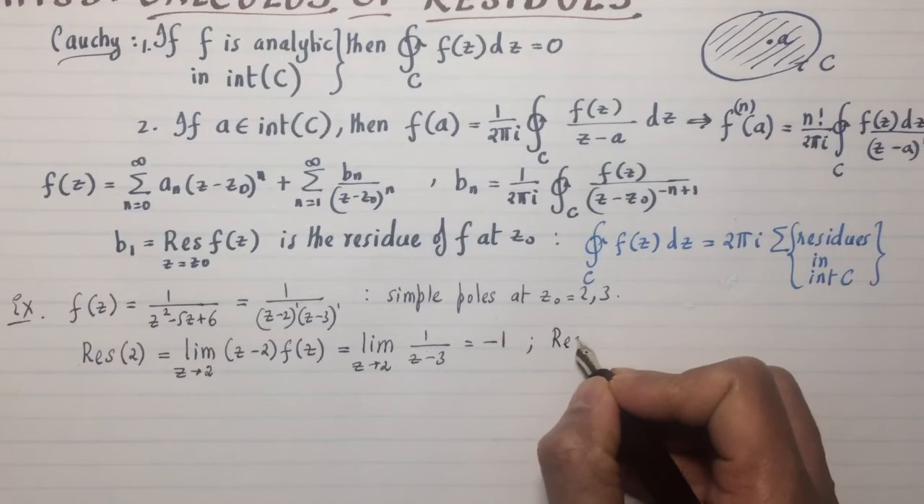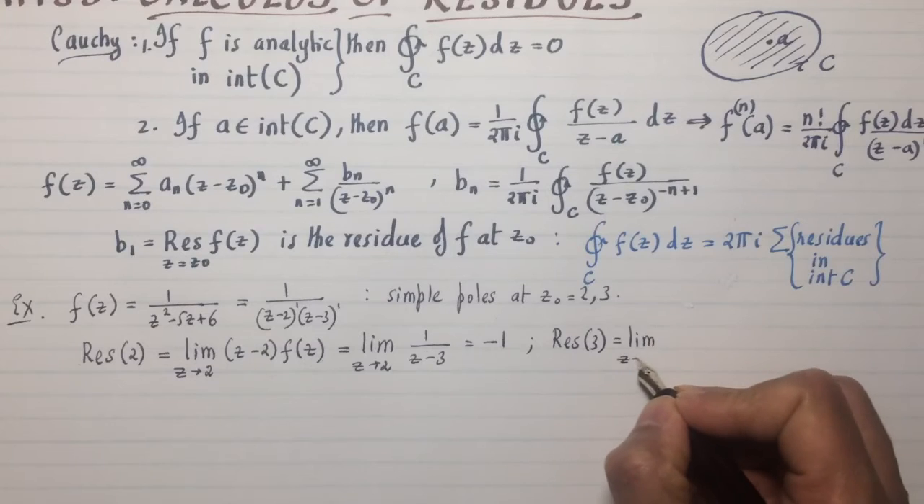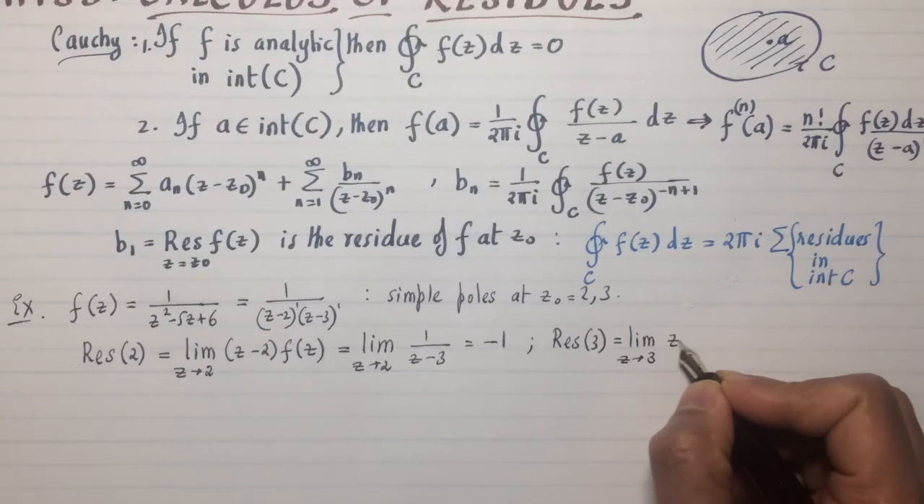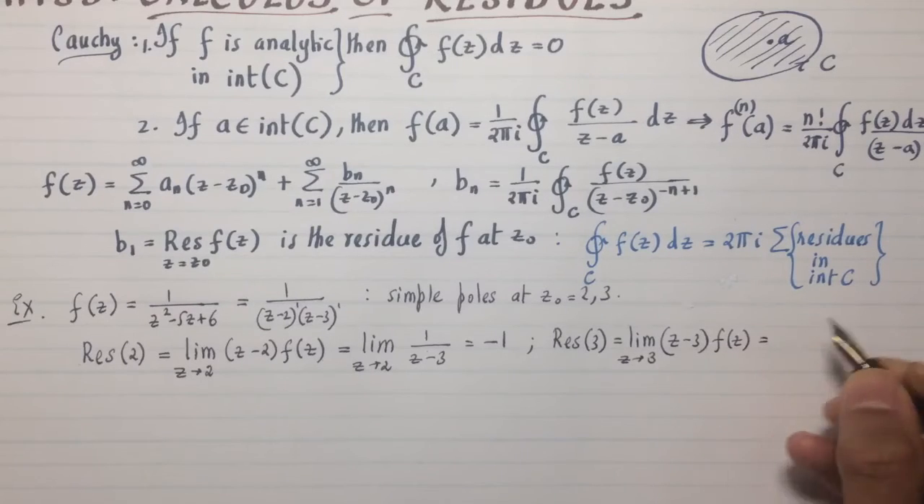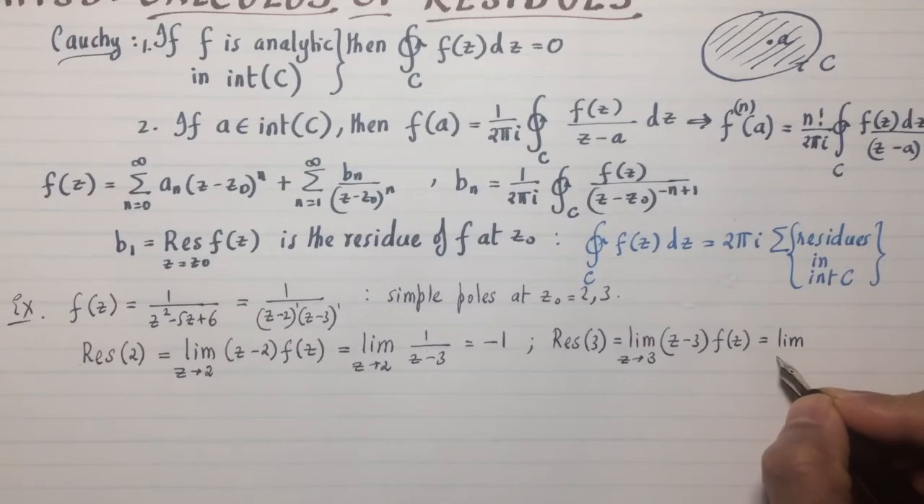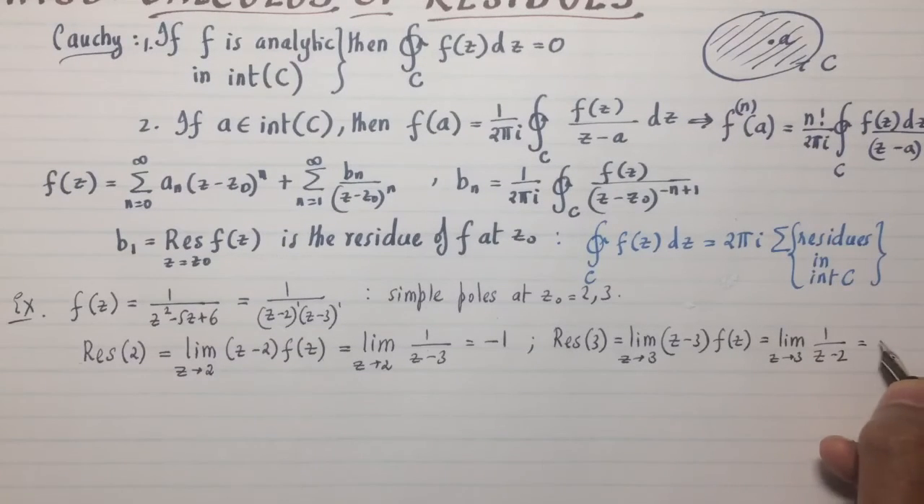Similarly, we can do the residue at 3. It will be the limit as z goes to 3 of (z minus 3) times f of z, and that's going to be the limit as z goes to 3 of 1 over z minus 2, which is going to be plus 1. So we have computed the residues in this simple example.